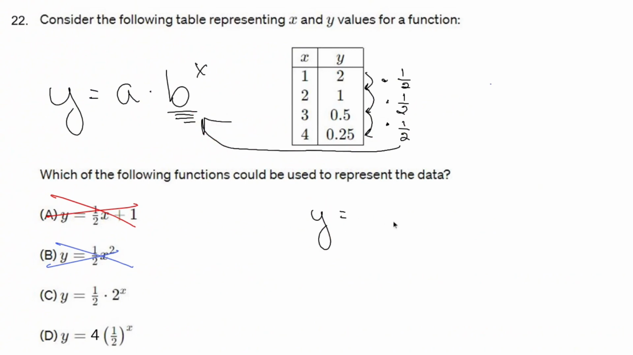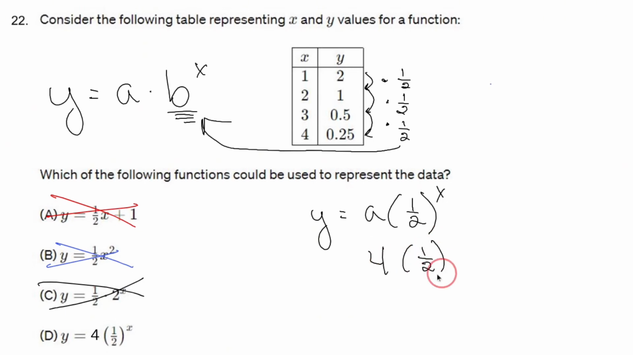So what that means in this case is that b is 1/2. So what I have is y equals something times 1/2 to the x. Now, if you're a little paranoid and wondering, well, where's that 4 coming from? Once you substitute in 1, you're going to get 1/2 to the first power, which is 1/2. Well, I'm supposed to get 2. So what do you multiply by 1/2 to get to 2? 4.